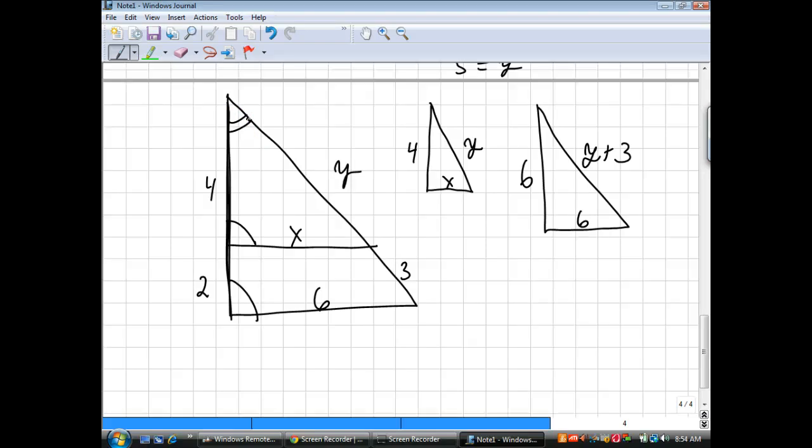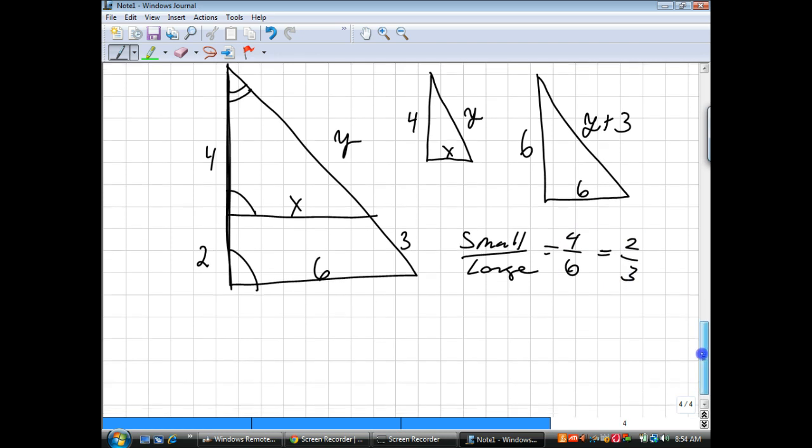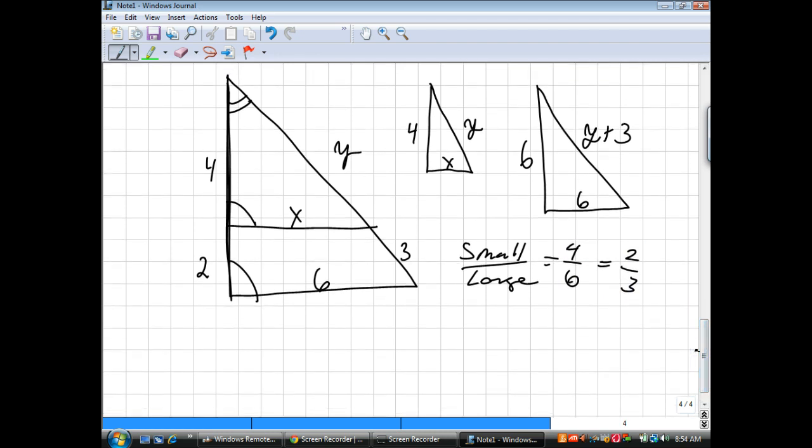So then I can set up my scale factor. Again, I'm going to do small to large. So I get 4 to 6 or 2 to 3. So that's my scale factor. Now let's say I want to find x. So 2 is to 3 as x is to 6. So I get 12 equals 3x, so x equals 4.